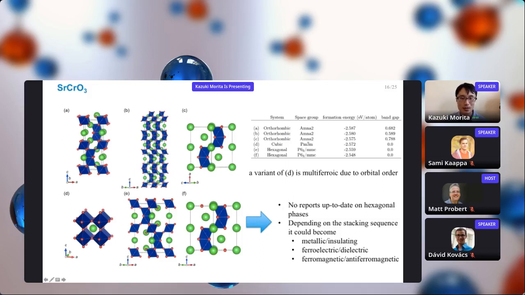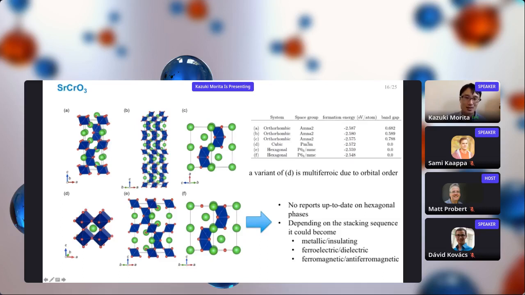And if you see the band gap, the bottom 3 were metallic, whereas the top 3 were insulating. These ABC had polar space groups, so possibly having pyroelectric behavior, whereas these 3 were non-polar, so they cannot have spontaneous polarization. Also, these top 3 are antiferromagnetic, whereas these 3 were reported to be ferromagnetic.